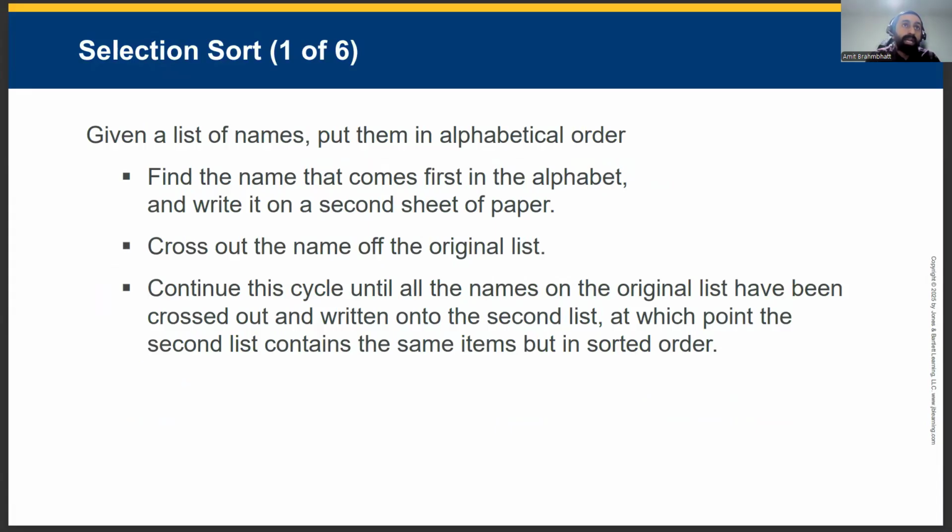Selection sort, the basic idea. Here we see the core logic behind selection sort using a list of names as the example. The algorithm repeatedly finds the smallest remaining item and moves it into its correct position. The manual analogy helps visualize the process. You write the smallest name on a new sheet, cross it off the old list, and repeat. By the end, you have the same list but fully sorted.